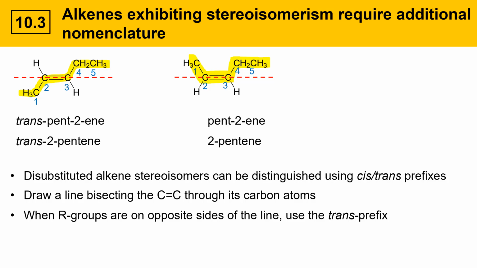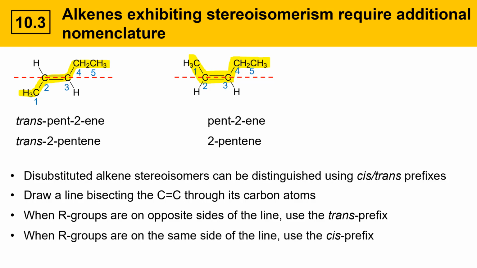Trans and cis prefixes go out in front. They're usually in italics, and they're separated by a dash from the rest of the name. So this would be trans pent-2-ene or trans 2-pentene for naming the molecule on the left. The molecule on the right is different. It has its R groups on the same side of the line, and in this situation, you use the cis prefix. So the molecule on the right would be cis pent-2-ene or cis 2-pentene.